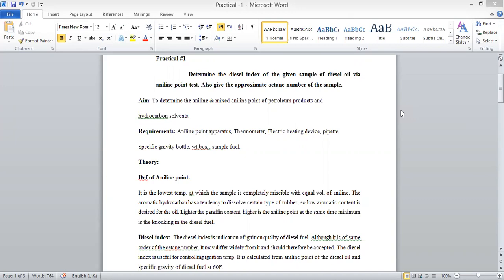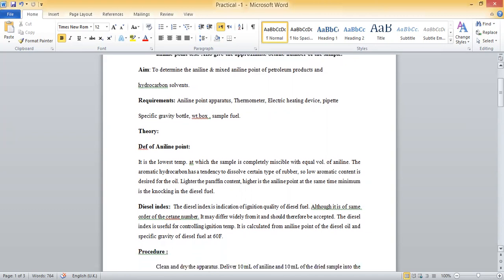Today in my presentation, I am going to explain our experimental procedure, that is, how we can determine the diesel index of the given sample of diesel oil via aniline point test. Also, we will learn how to determine the octane number of the sample. The basic requirements for this practical are the aniline point apparatus, thermometer, electric heating device, pipette, specific gravity bottle, weight box, and sample fuel.